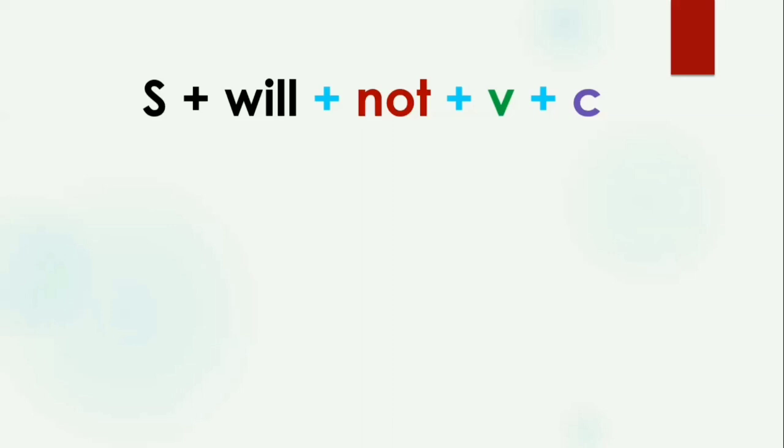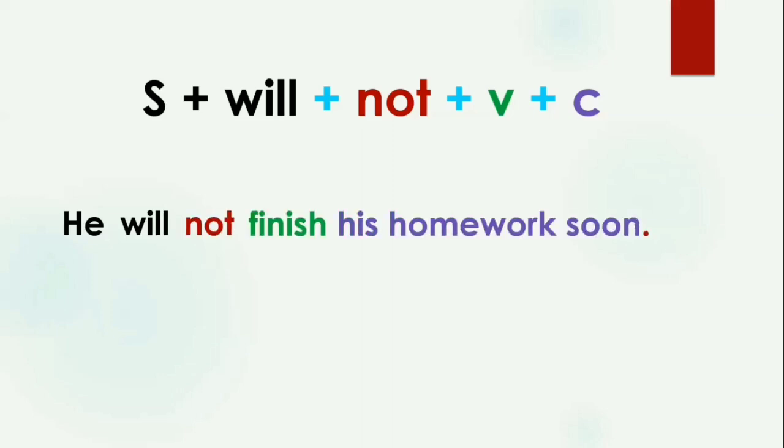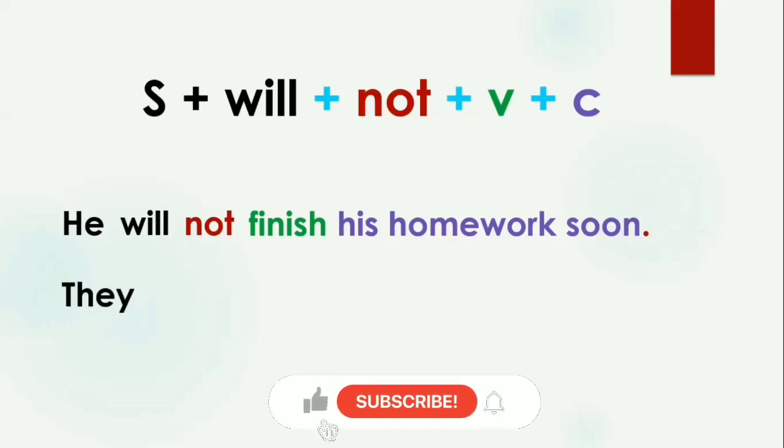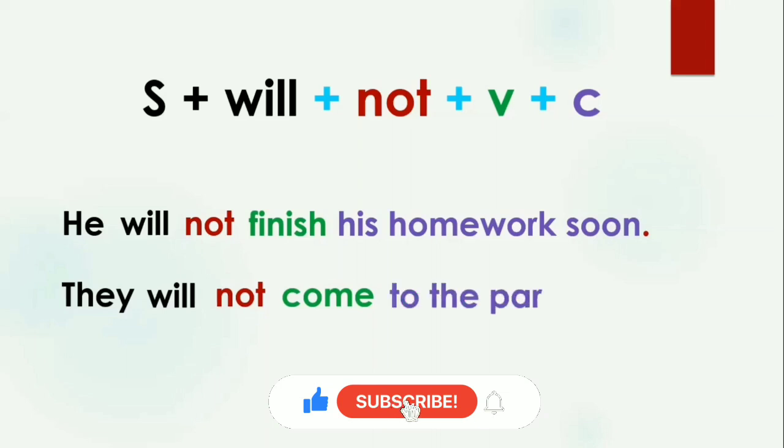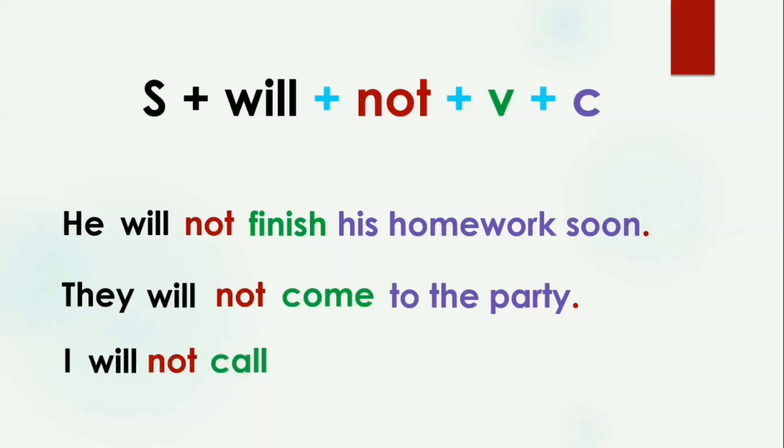Now this is the structure to make the negative form. First we need subject. Next we need will, not, verb, and complement. He will not finish his homework soon. Next one, they will not come to the party. Next one, subject, will, not, verb, complement. I will not call you later.